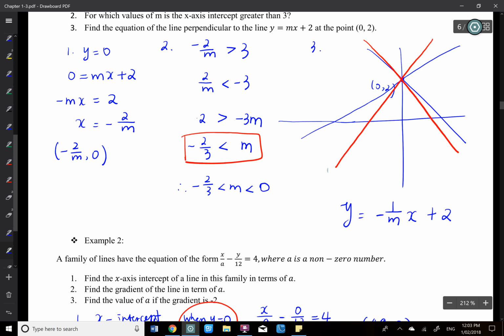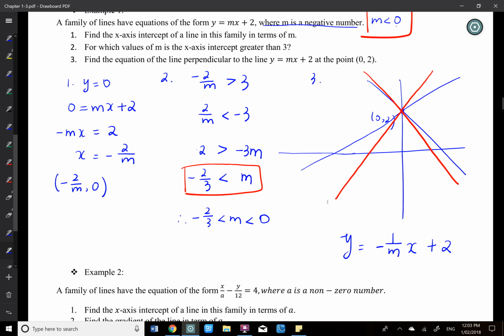So minus 1 over m is the gradient for the red curve. Why with m? Because I don't know what the gradient is. It's a family of functions. I don't know what the real number is, but I will put in minus 1 over m times x. So gradient times x plus y-intercept. The y-intercept is still 2, so plus 2 there.